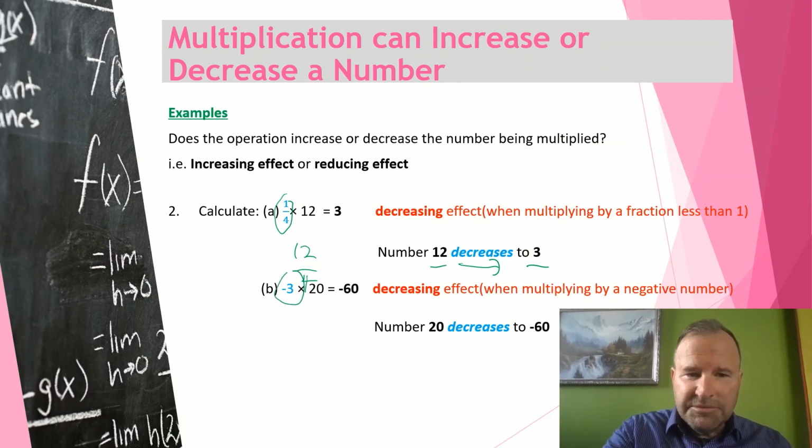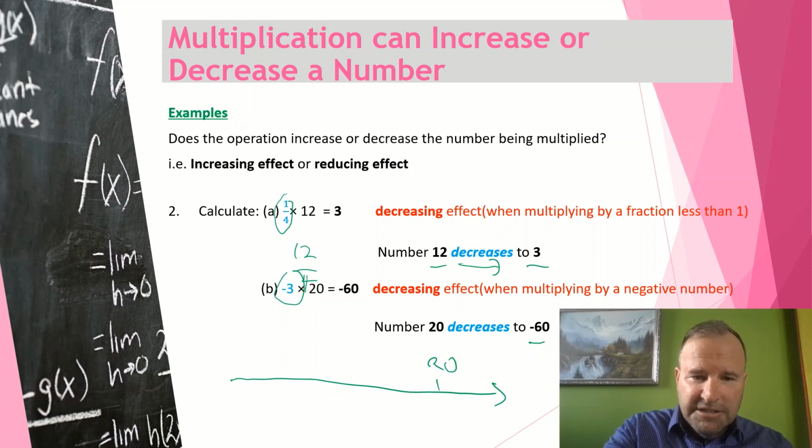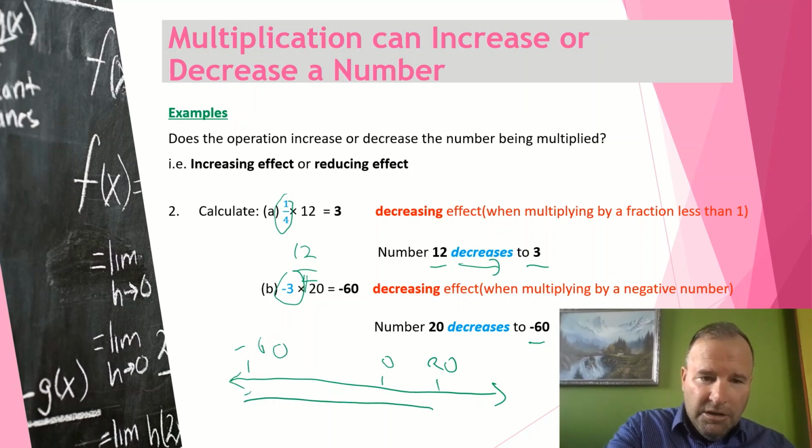The next one is when we're multiplying by a negative number, so minus 3 times 20. On the number line, 20 decreases right down to minus 60. On your imaginary number line here, let's pretend that's 20 here, that's about 0, and over here, that's minus 60. So you can see that's decreasing the number a lot when we multiply by a negative number.